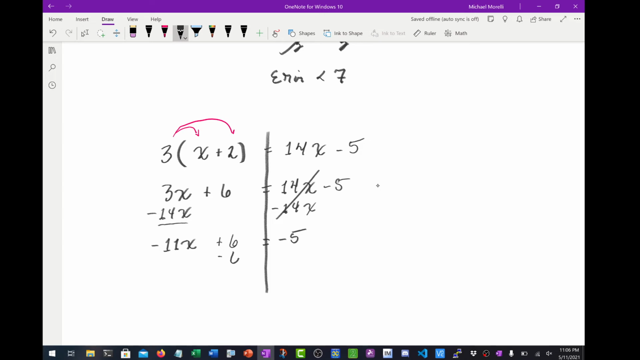Now I'll subtract 6 from both sides. This is negative 11x equals negative 11. And I'll divide both sides now by the coefficient of the x variable, which is negative 11. So x equals positive 1.